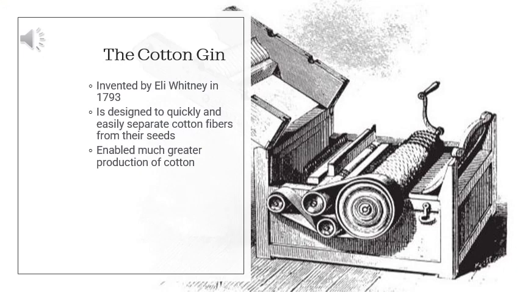As we talked about in Unit 1, Eli Whitney in 1793 invented the cotton gin. It was designed to quickly and easily separate cotton fibers from their seeds. This enabled the much greater production of cotton, a major agricultural crop in the southern United States, for consumption and use in cotton textiles throughout the world.